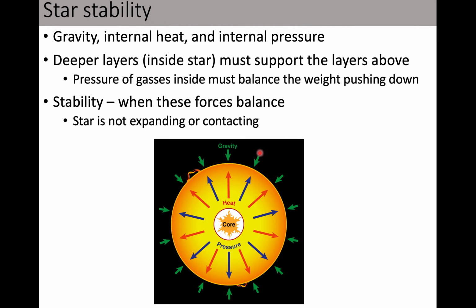In this diagram, the gravity is the green lines. Heat pushing out from the core is the red, in addition to pressure pushing out from the core in the blue. So deep inside the star, it must be able to support all the layers above. Essentially, the pressure of everything inside the star has to balance the pressure of gravity outside of the star and the weight of everything pushing down. When these are all in balance, we say the star is stable.